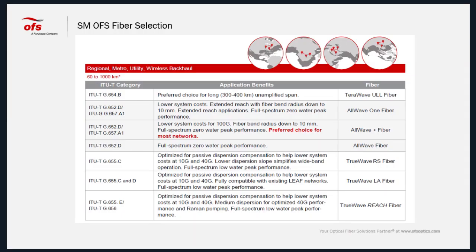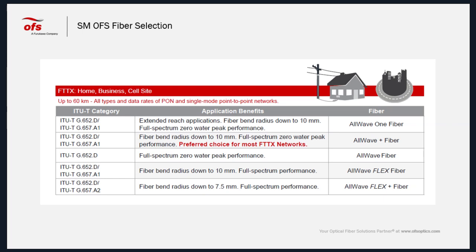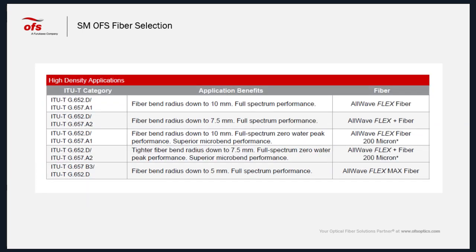Those are fibers, for example, for regional, metro, utility, and wireless backhaul networks from 60 to 1000 kilometers. We can find here the J654B, J652D could be used as well depending on the application, J655C, and J655E. So we have different kinds of fibers depending on the application. Here, for example, for networks up to 60 kilometers, for FTTX home and business cell sites, it's basically bend insensitive fiber A1, A2, and also for high density applications, it is basically bend insensitive fiber. You can see here the A1, the A2, and the B3 fibers.